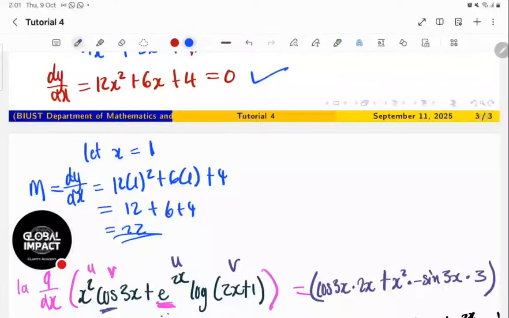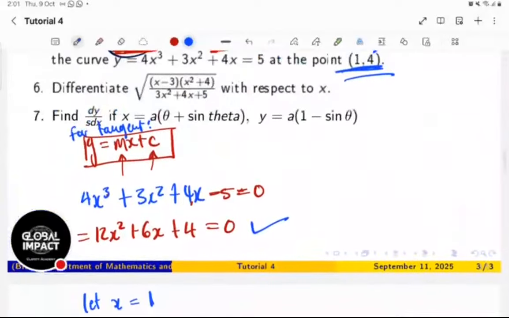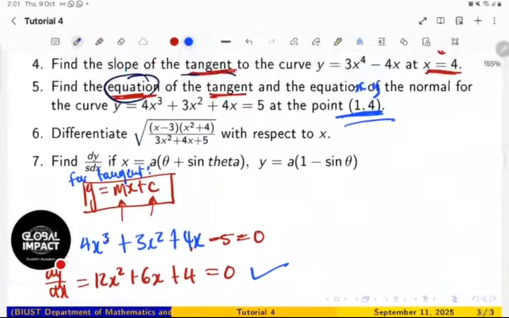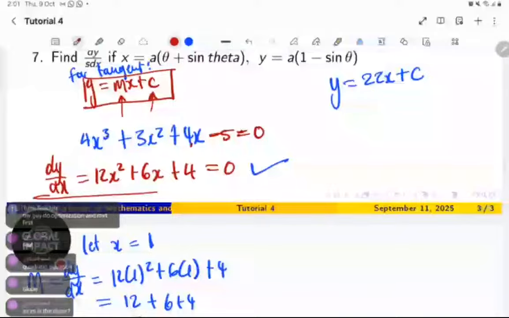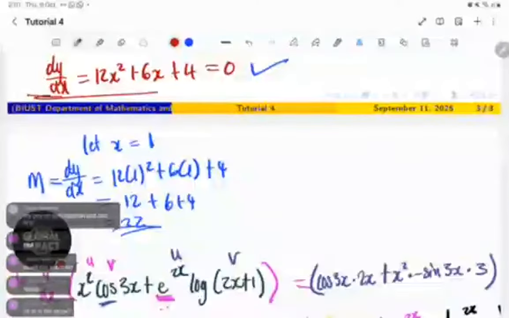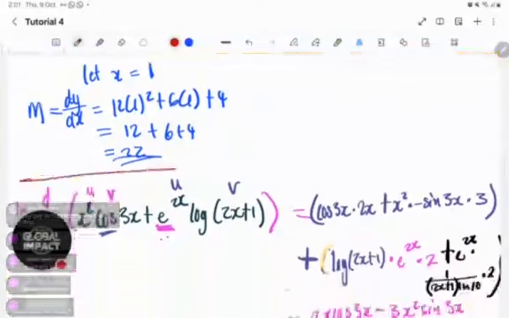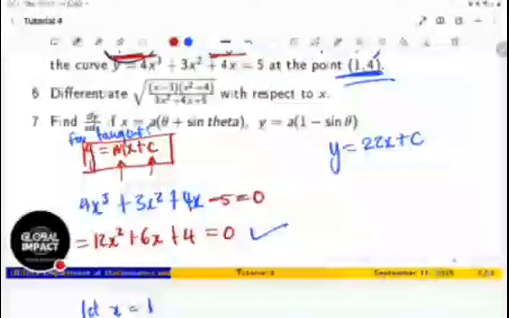There we go. Can you see? We get the gradient being 22. Now we can write y equals 22x plus c. And we can only find the slope of the tangent, m, using differentiation. You differentiate, then you put in the point where they said, at this point, the equation of the tangent.